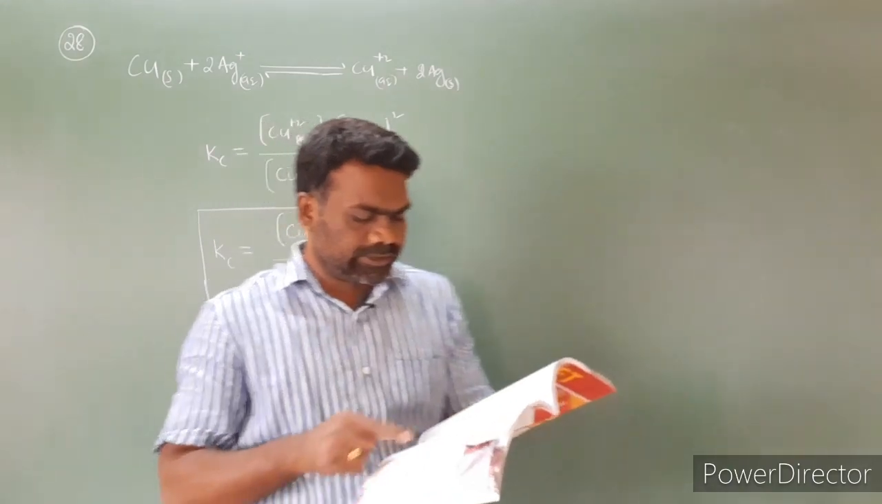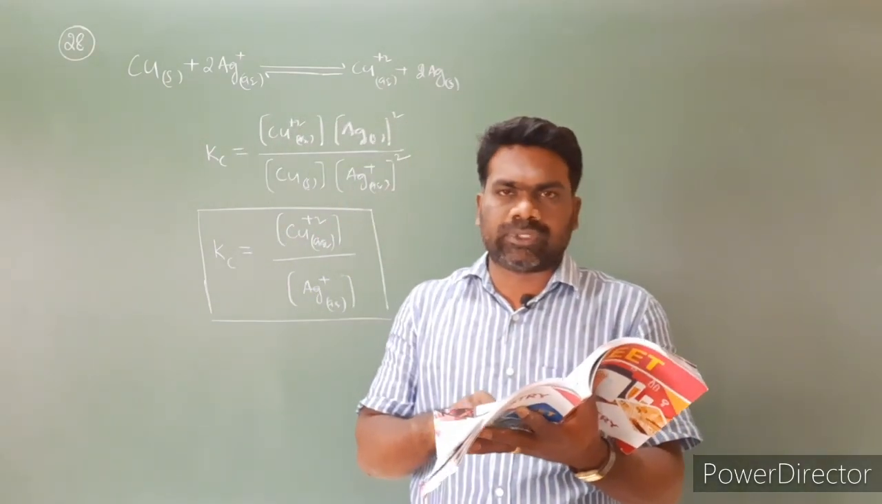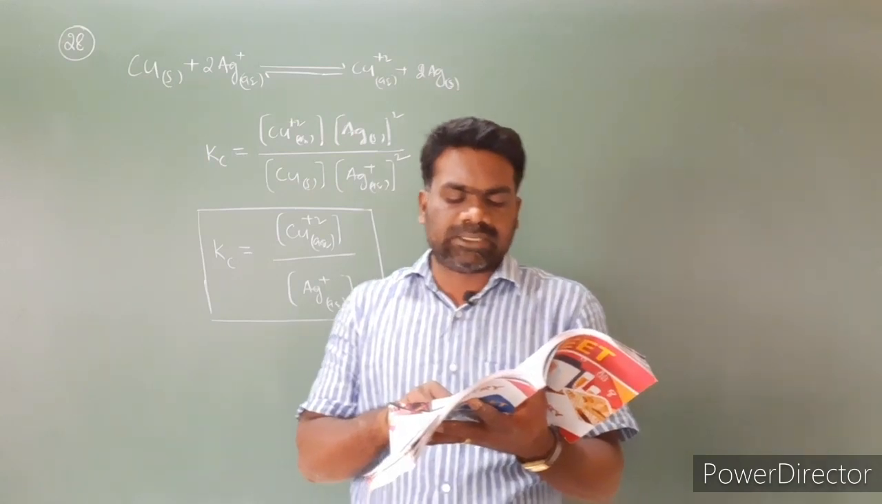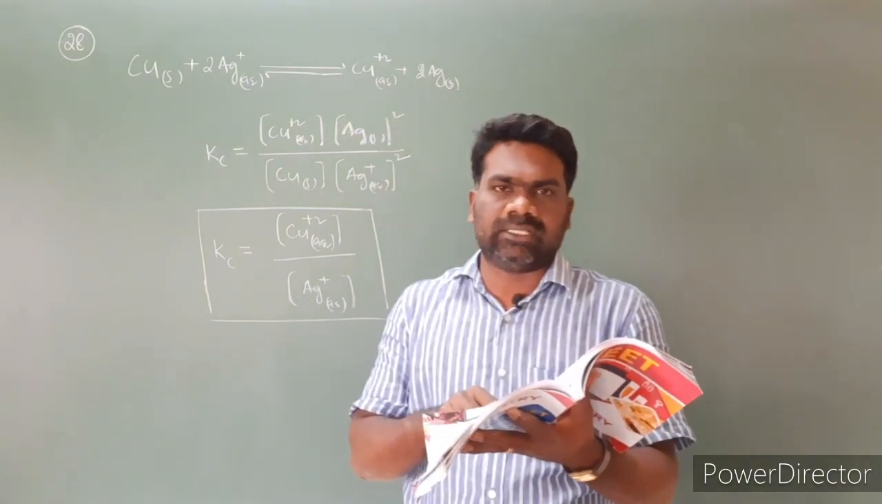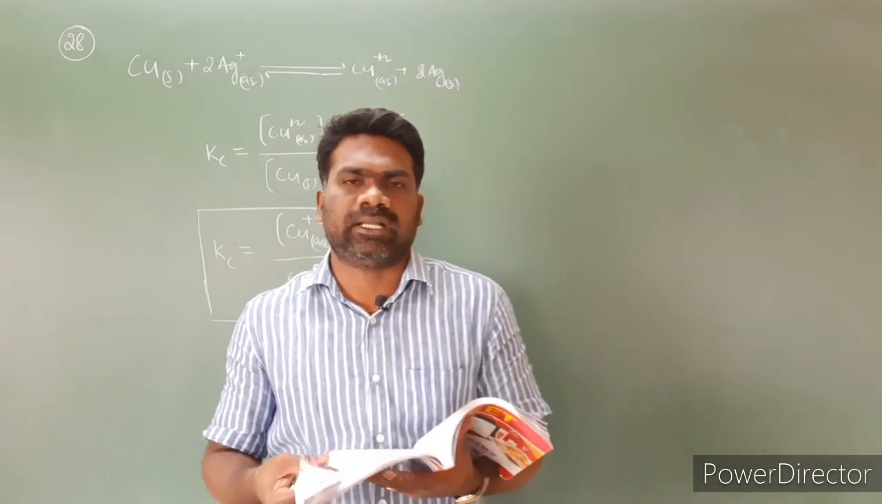So look at the options. Question number 28, look at the third option: Cu²⁺ ion concentration by Ag⁺ ion concentration power 2. So question number 28, the third option is correct.